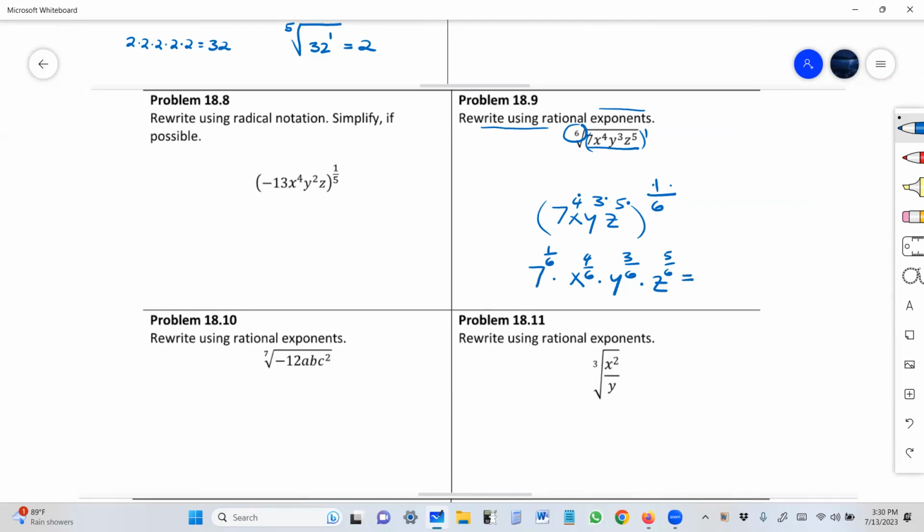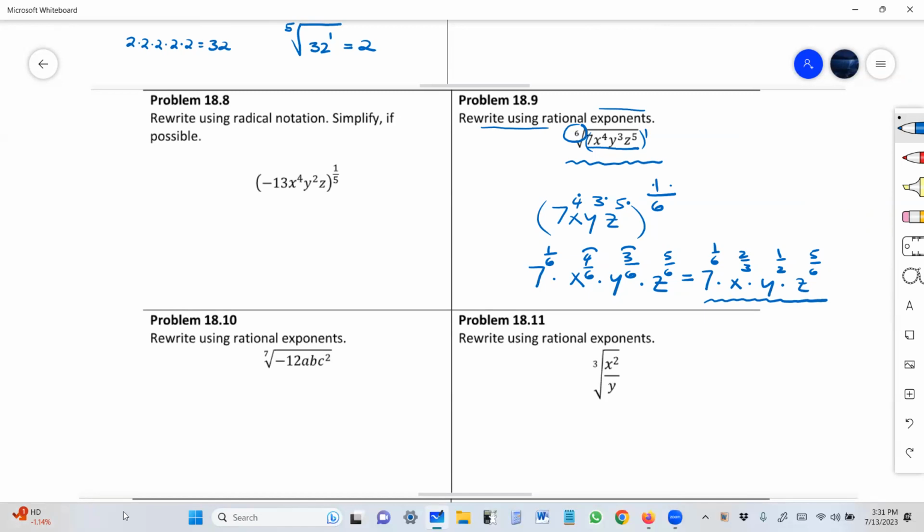Now, sometimes you can simplify the fraction. I can simplify this fraction. I can simplify this fraction. The rest, I can leave it the way it is. So 7 to the 1/6. I can simplify the 4/6 by 2. I will get 2/3. Same thing here with the 3/6. I get 1/2. And z to the 5/6. Okay, so we've converted the radical expression into an exponential or rational expression.